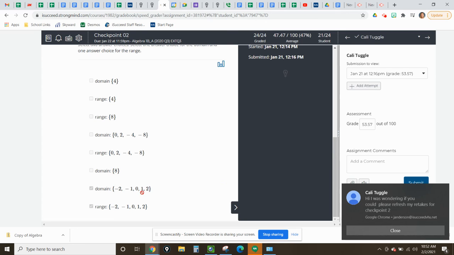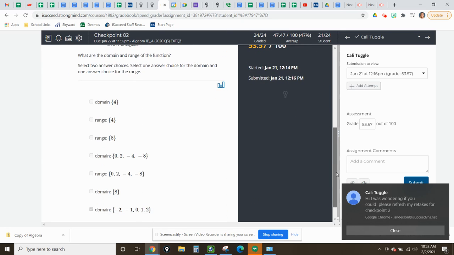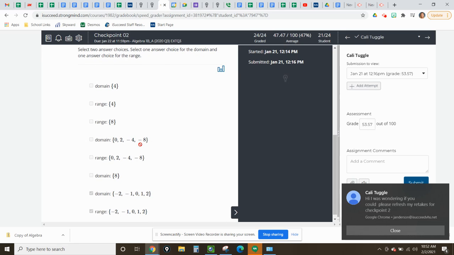So you possibly had the domain right. The range is what comes out. I see that the y's that came out were 2, 0, -4, and -8. So it looks like this one to me for the range. You were just off a little bit on that.